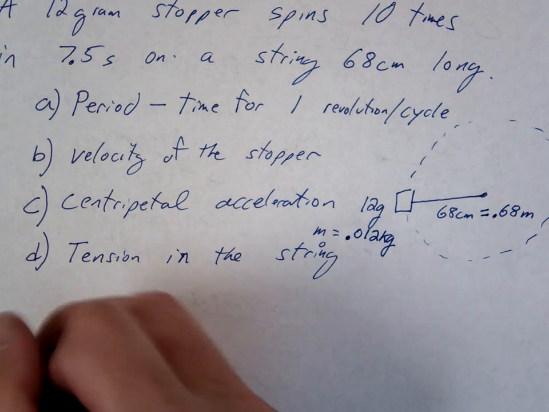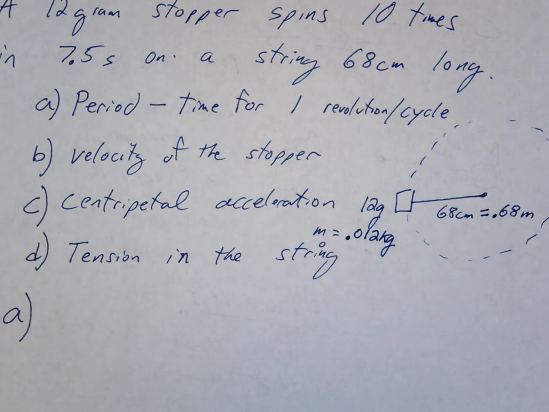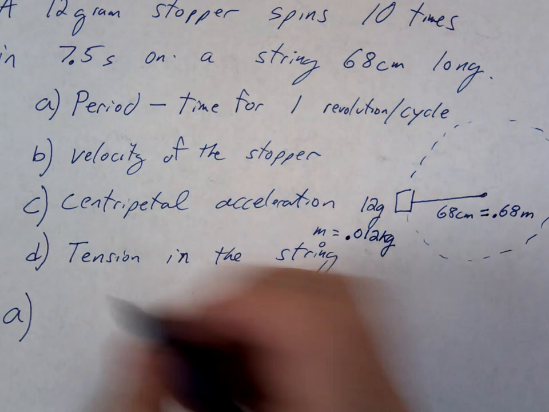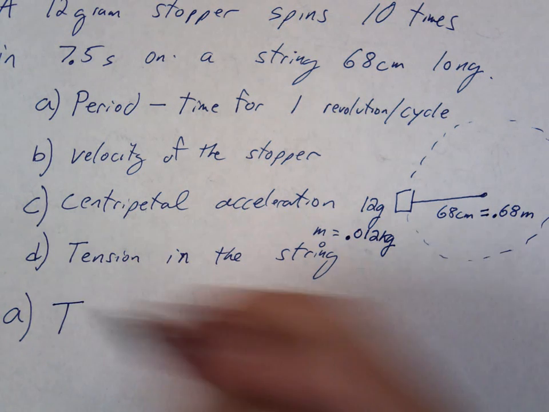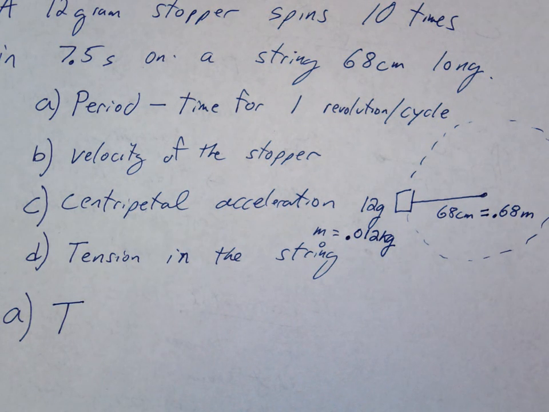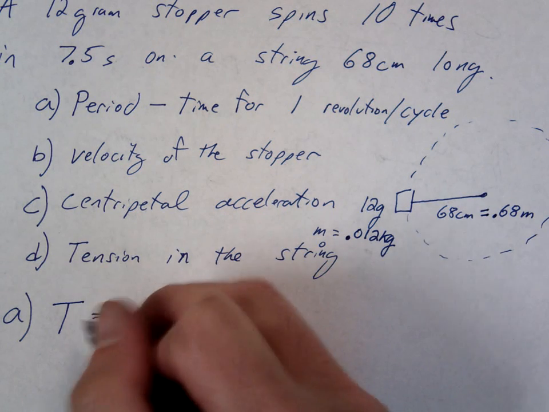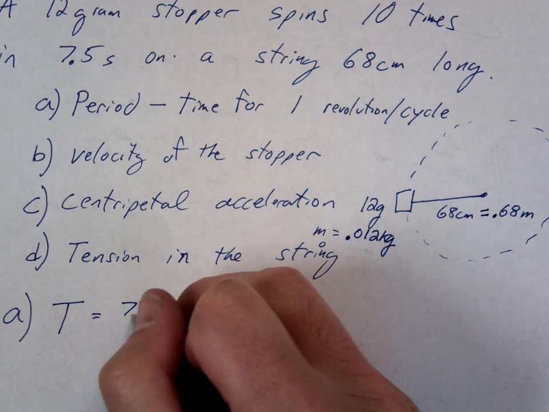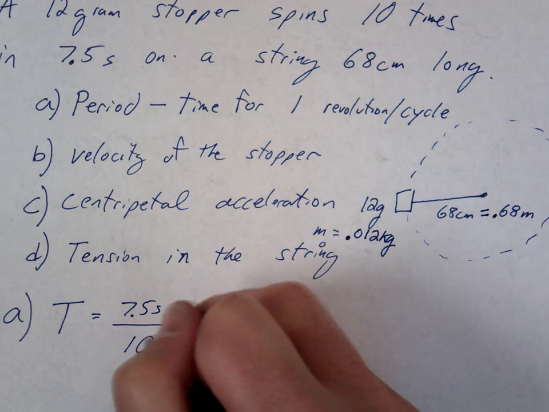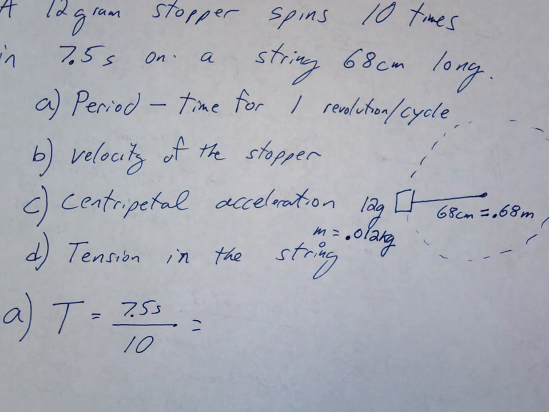Letter A shouldn't be too bad. How are we going to find A? We know the time for 10, so how would we find the time for 1? Divide it by 10. It's easy enough. So we're just going to go T. The symbol we use for period is a capital T for time, because period is a time. So the time is 7.5 seconds divided by 10 revolutions.